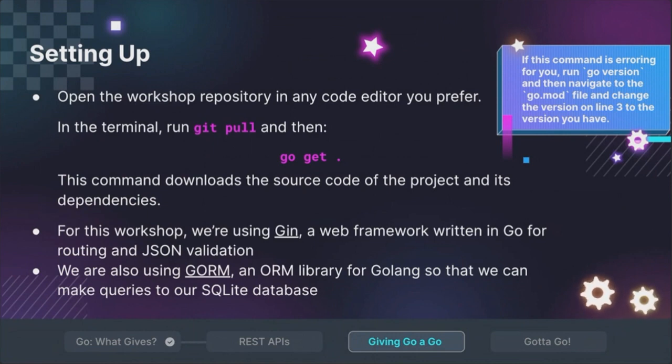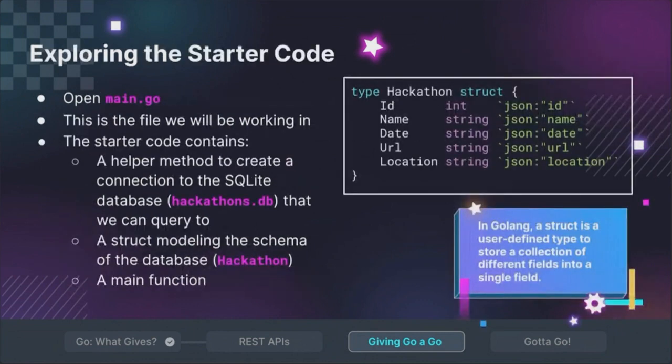And then we're also using GORM, which is an ORM, object relation model library for Golang, so that we can make queries to our SQLite database. The SQLite database is hackathons.db, which we'll talk about in the next slide. So yeah, let's take a look at the starter code.